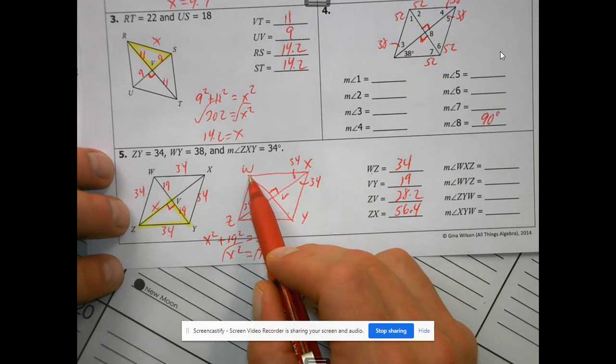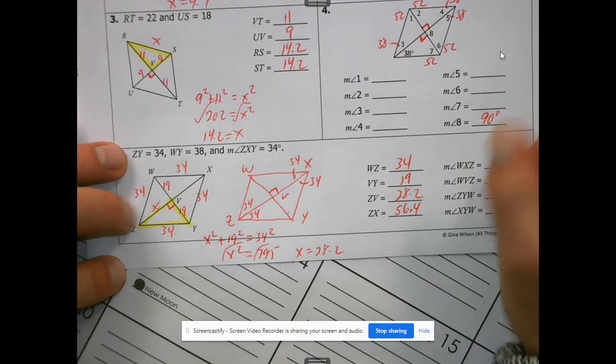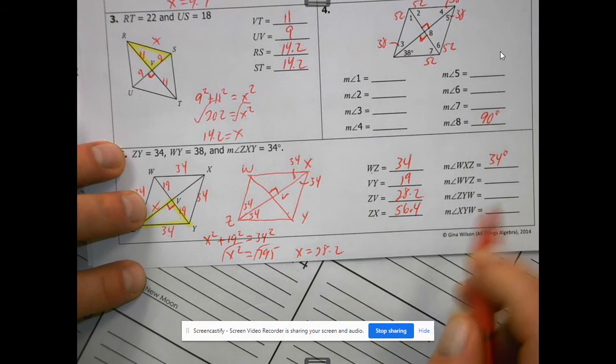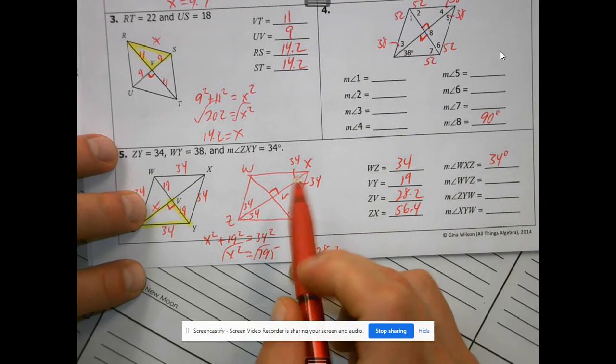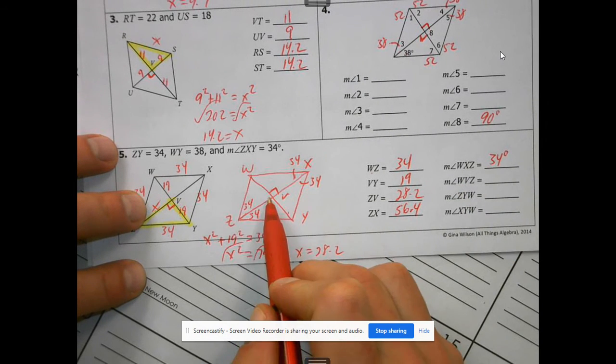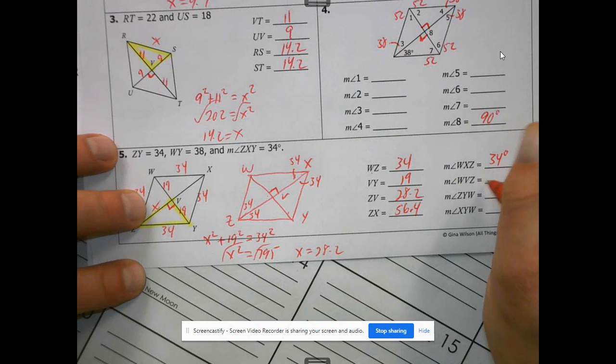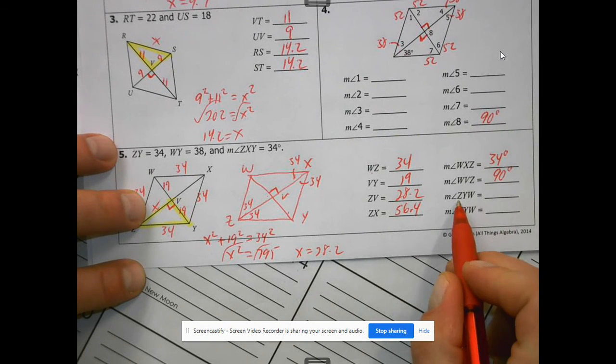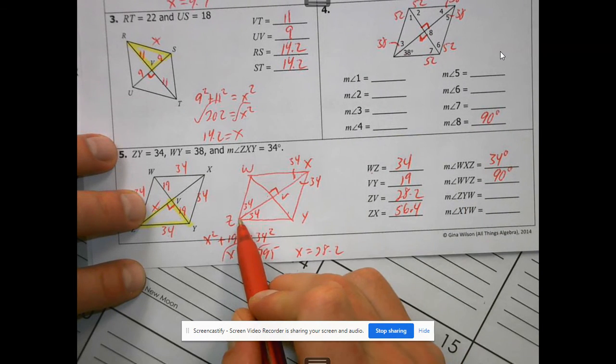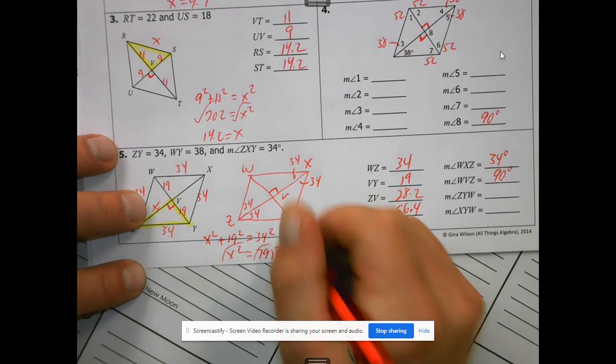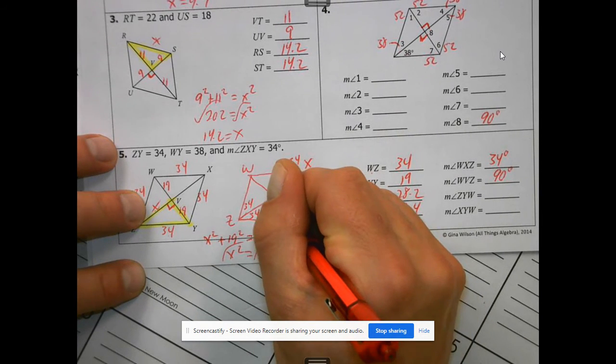WXZ, WXZ right here, 34. WVZ, WVZ in the middle, 90. ZYW, ZYW right here. We can do this.